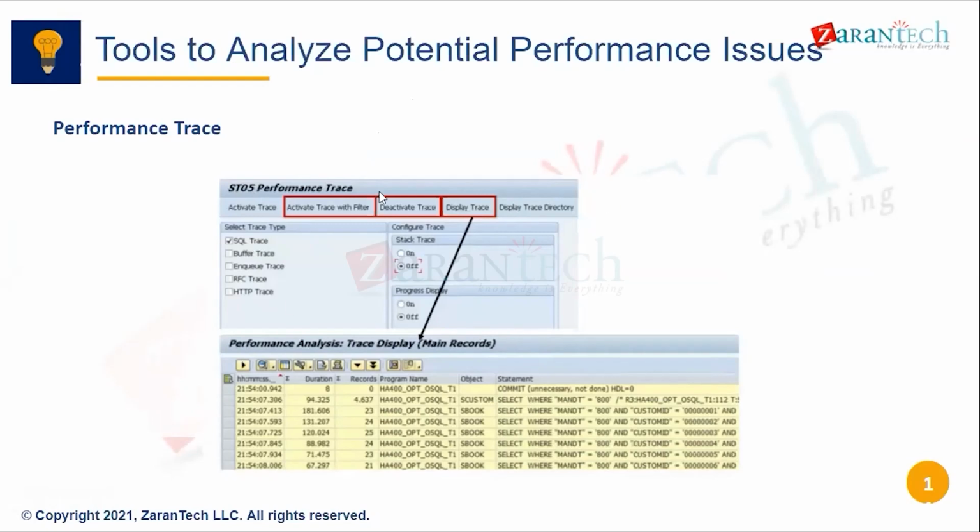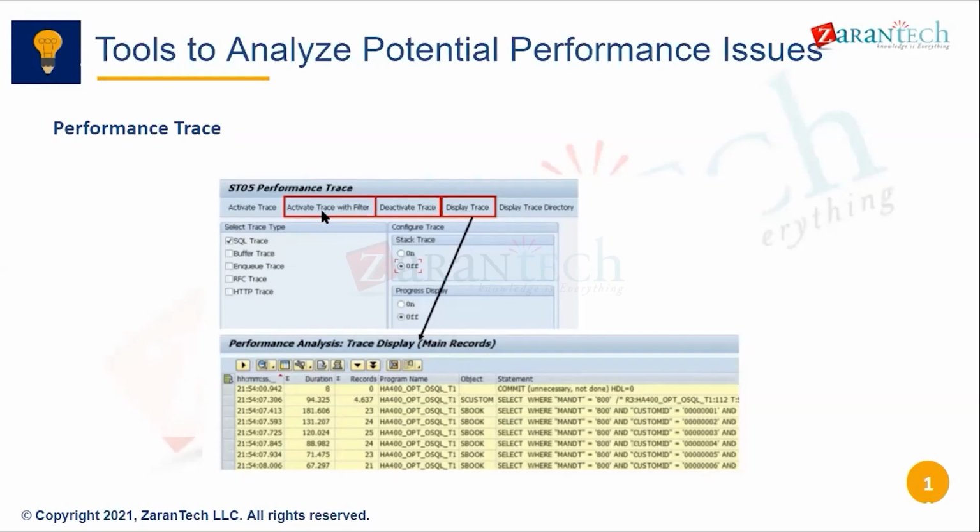You will see this particular screen, right? The first and foremost thing you need to select is the trace type. What type of trace do you want to do? Select this SQL trace, because we are focusing more on the database related performance. So we have selected SQL trace. Click on activate trace with filter.